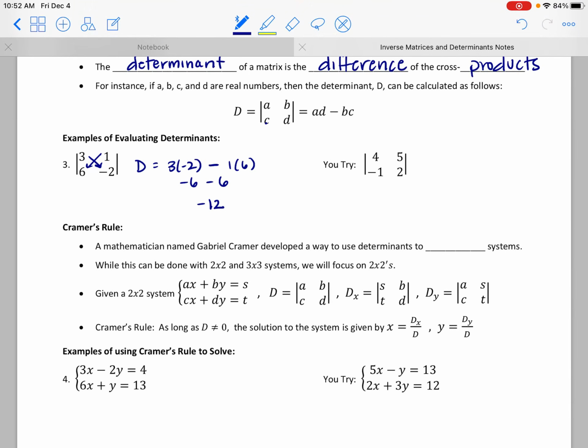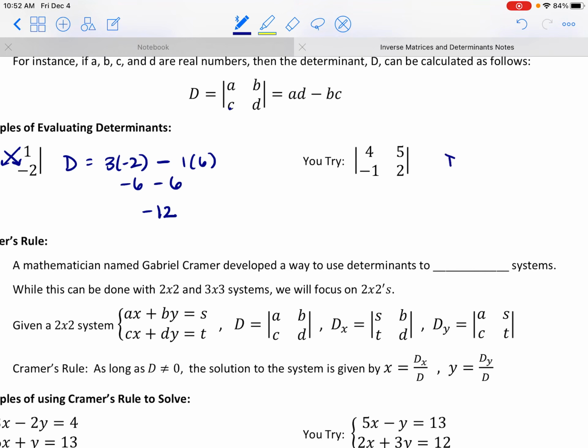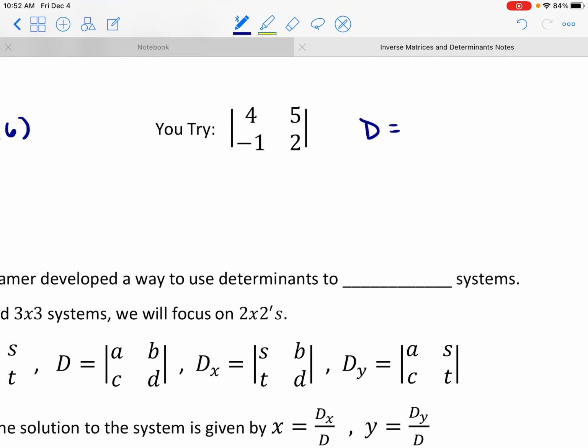Okay. If you want to try this next one, again, our determinant is going to be the difference of our cross products. So 4 times 2 is going to be 8, and we cross multiply 5 and negative 1, and we want to find the difference of those cross products. So this is going to be 8 minus, 5 times negative 1 is negative 5, but minus a negative makes that plus. So this is a plus 5 here, and so we end up with 13. So that determinant is 13.